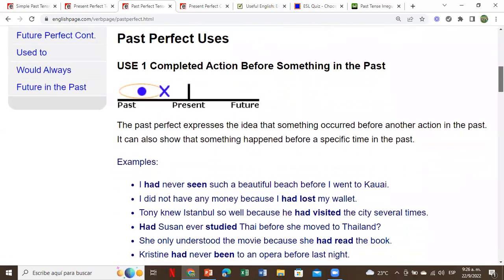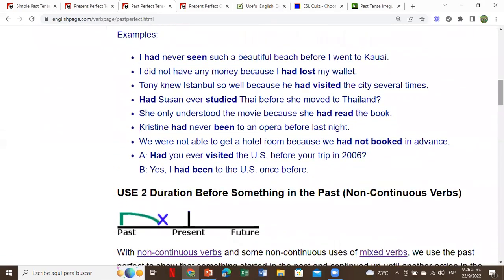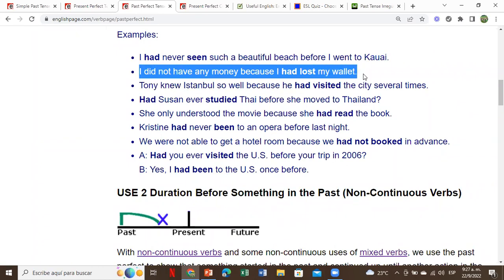Look at past perfect examples. Number one, se lo leo yo. I had never seen such a beautiful beach, right, with E, beach, before I went to Kauai. Kauai, it's a place. I did not have any money because I had lost my wallet. Hey, I got a question. Esto ustedes lo manejan, vamos a ver. My question is, how many sentences do I have there? Two sentences.